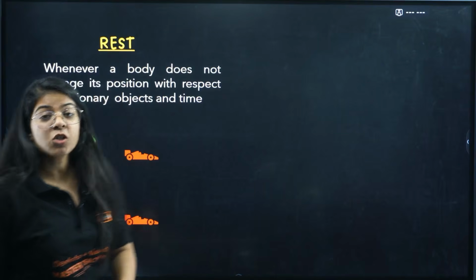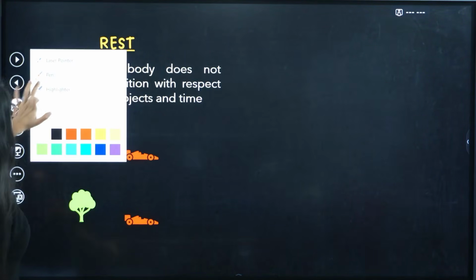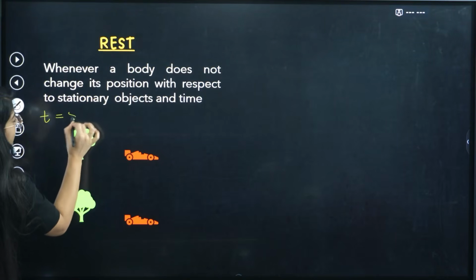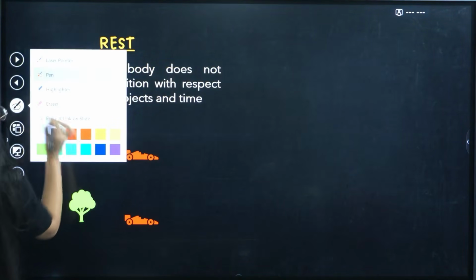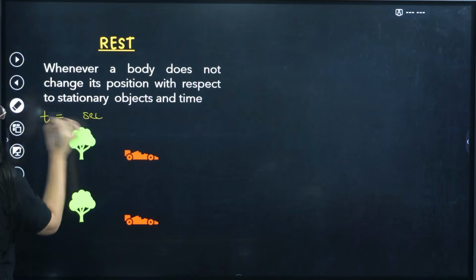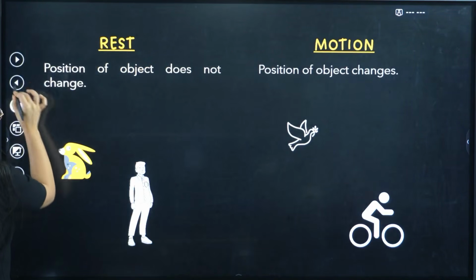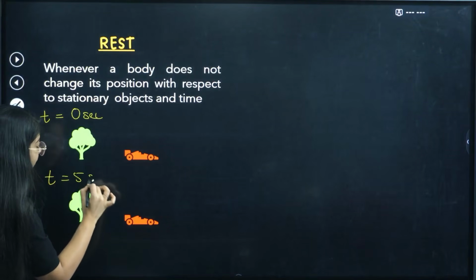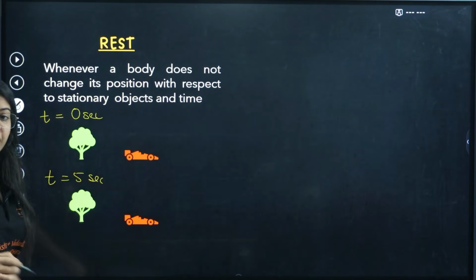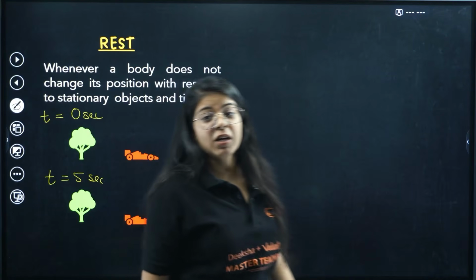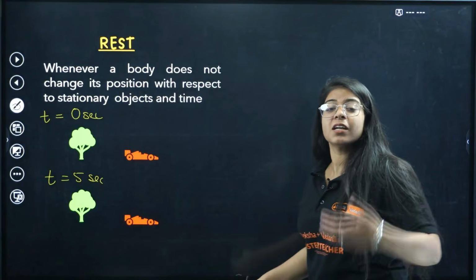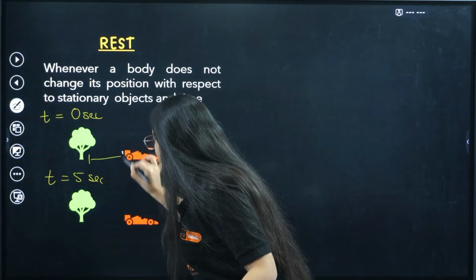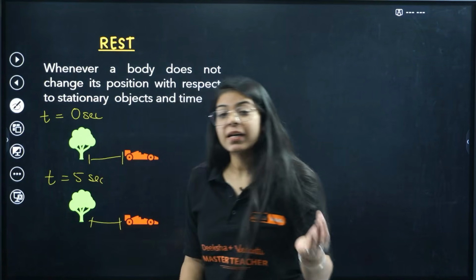Let's say this is the time at 0 seconds. But now time changes, let's say 5 seconds. But the car is still here. You didn't move. You're so scared to drive the car. After 5 seconds, after 8 seconds, after 10 seconds, your car is not moving. The distance of the car from the tree remains the same.